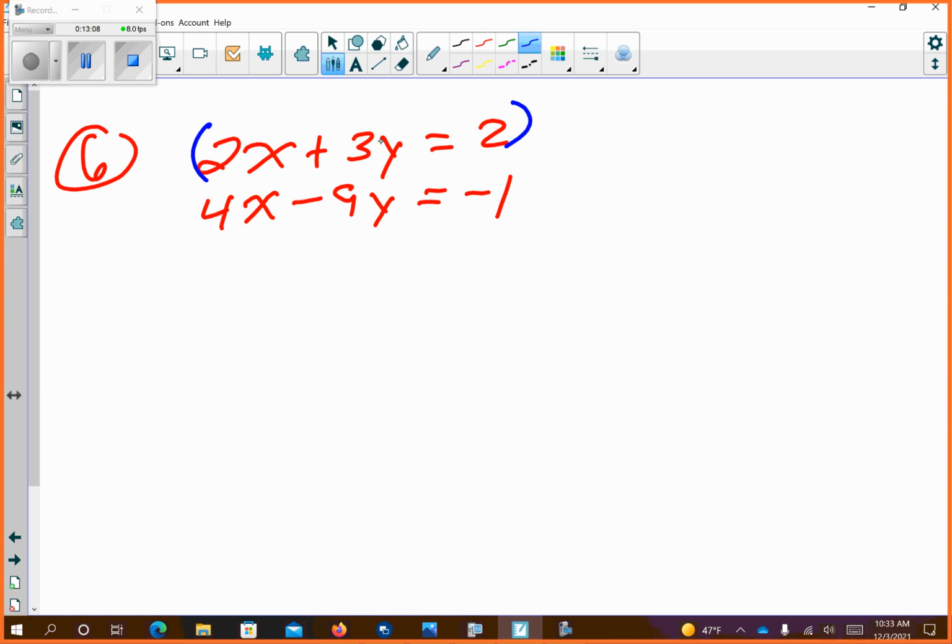Now, some of you might have been saying, oh, couldn't I have multiplied the whole thing by 3? And the answer is yes. But if I do it this way, this is going to allow me to get rid of the x. If I did it the other way, it would allow me to get rid of the y. They're both going to give me the same answer. I like this thought.